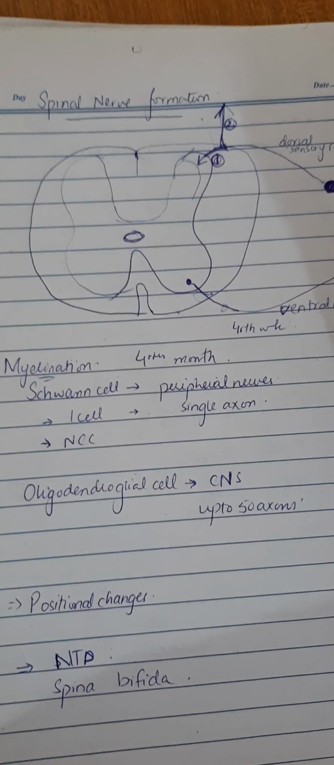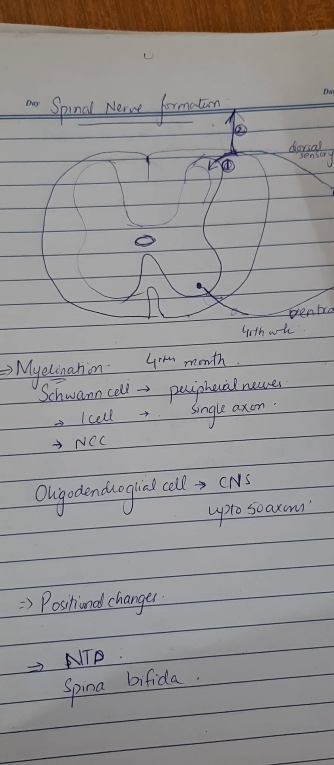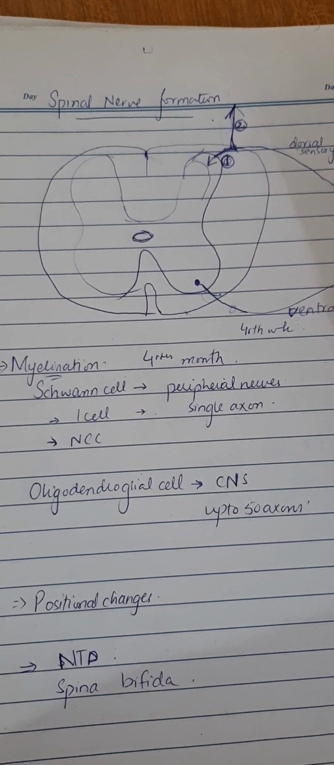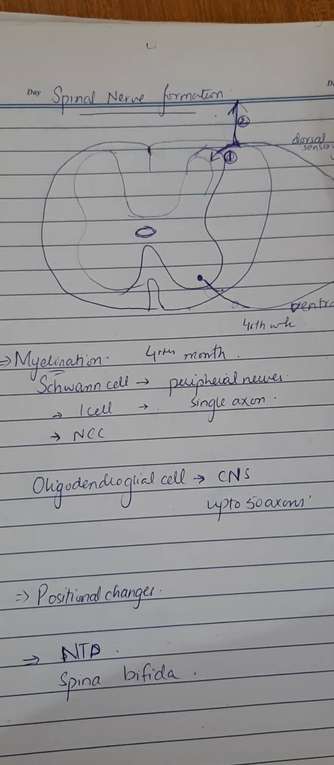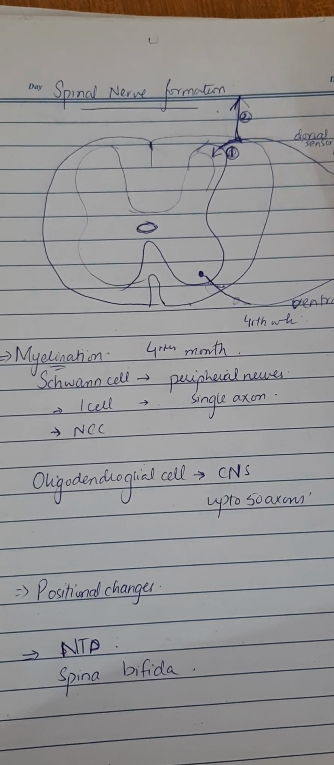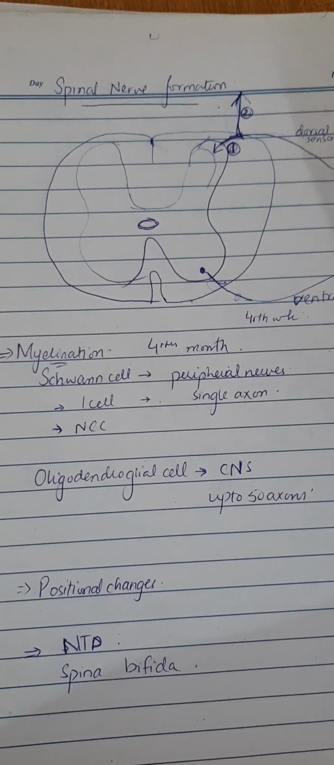Alright everyone, this is part 2 in the development of the spinal cord. We have already formed the three layers of the spinal cord, and the alar plate, the basal plate, the roof plate and the floor plate. Now we're going to see what other structures can be formed from the spinal cord.